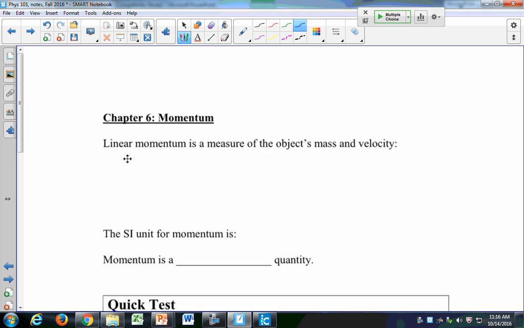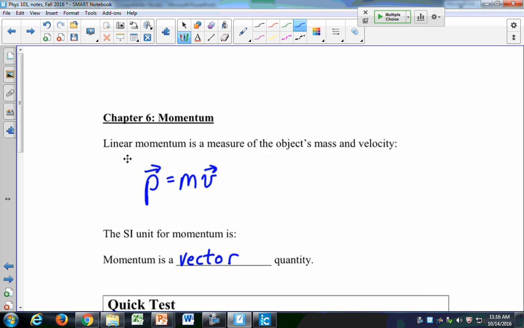Let's see. So we're looking now at momentum. Momentum is the product of mass and velocity. We're going to write it like this: we'll use lowercase p as our variable, and it's equal to the mass times the velocity. Notice that I used arrows over this, and that's because momentum is a vector quantity. Momentum is a vector, velocity is a vector. We have to consider the vector quantities.